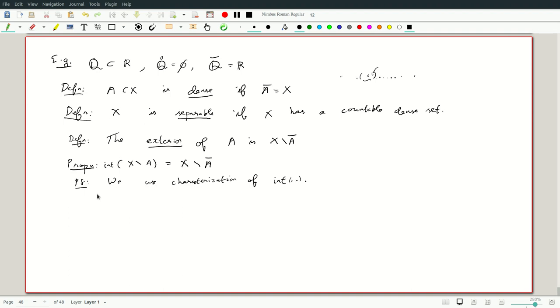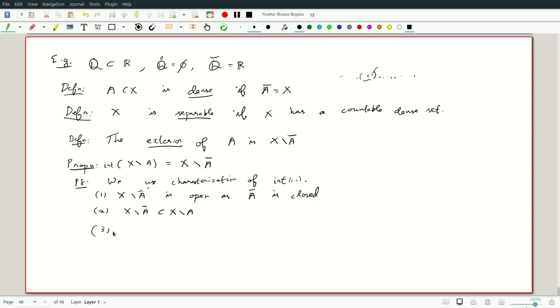So there were three conditions. I don't know if this was the order they were stated earlier, but first of all, you note X minus A bar is open as A bar is closed. Secondly, A is contained in A bar, so X minus A bar is contained in X minus A, where the order gets reversed when we are taking the set difference. That's the second condition we need.